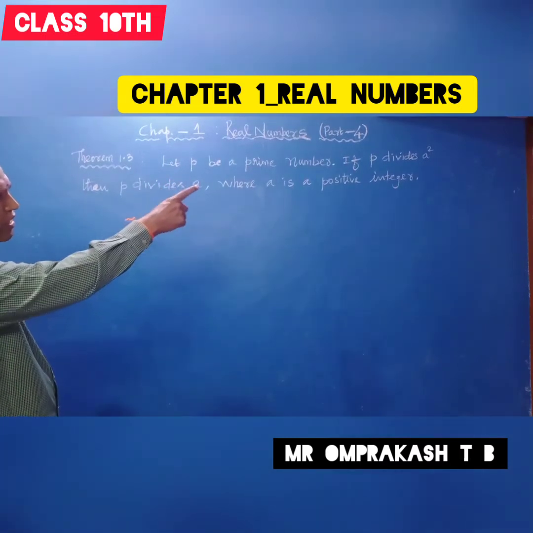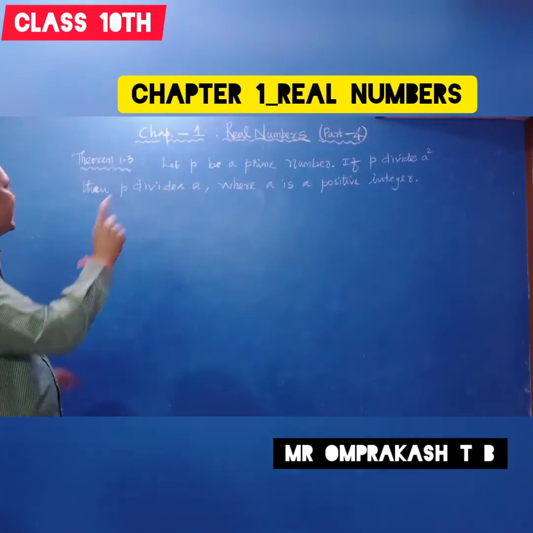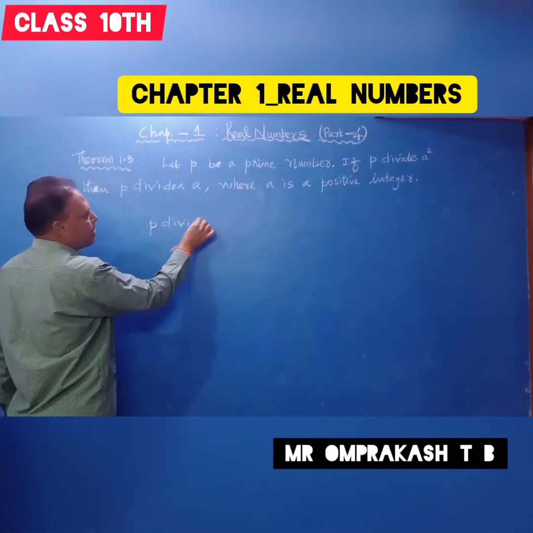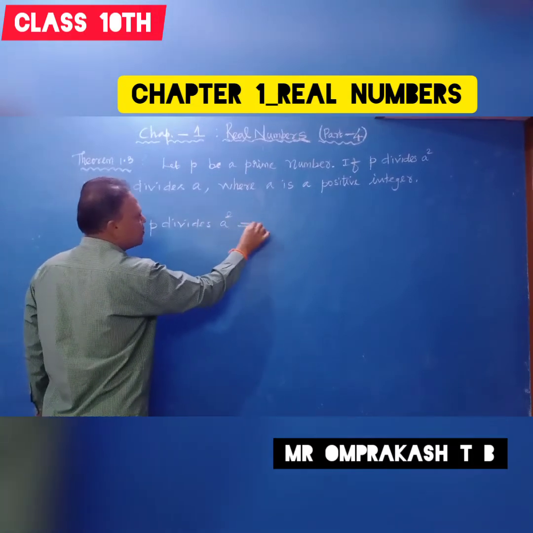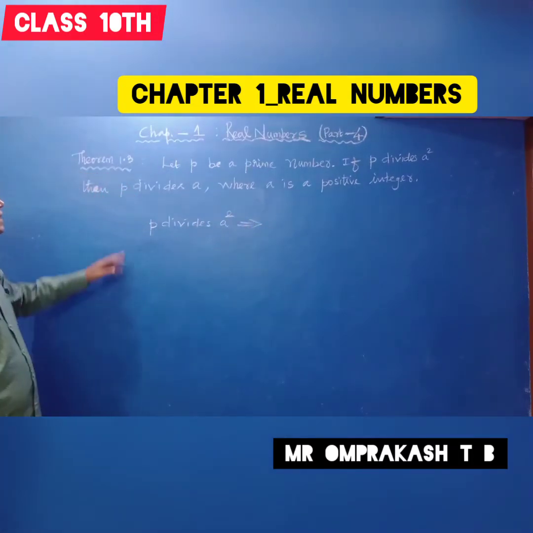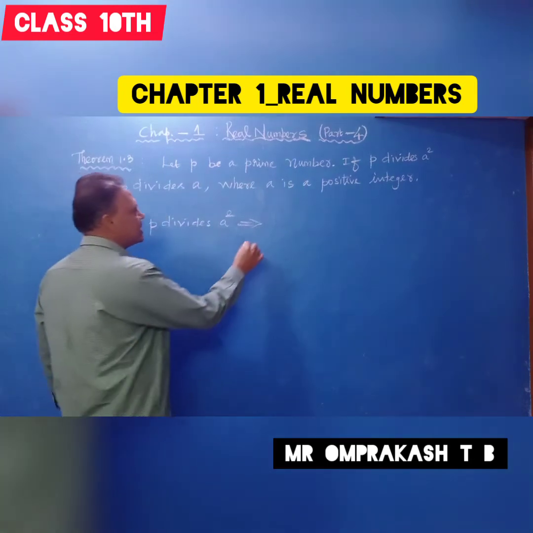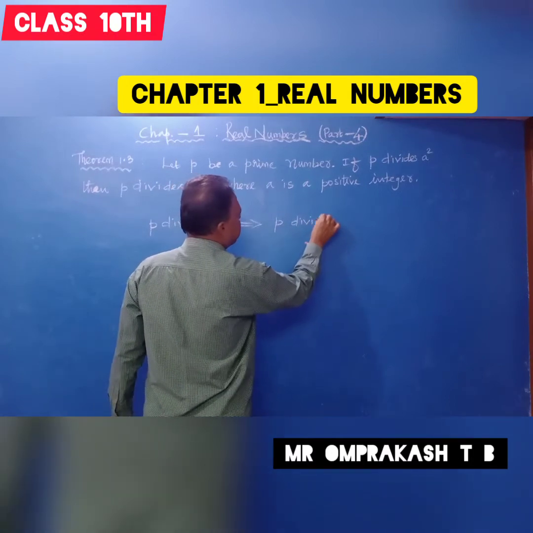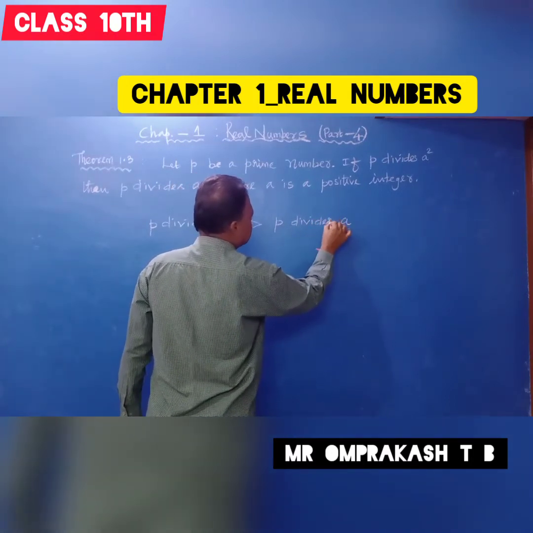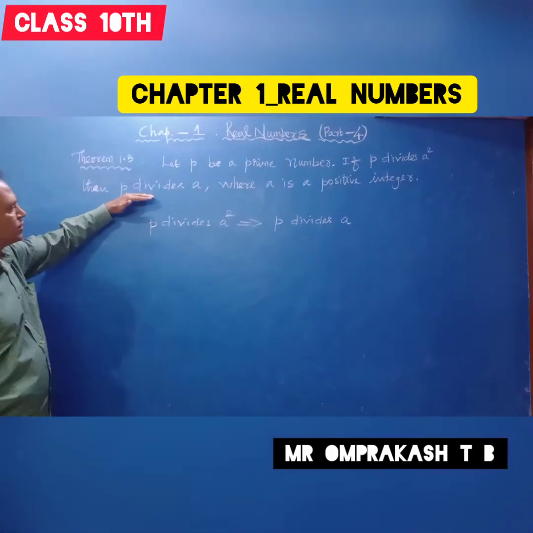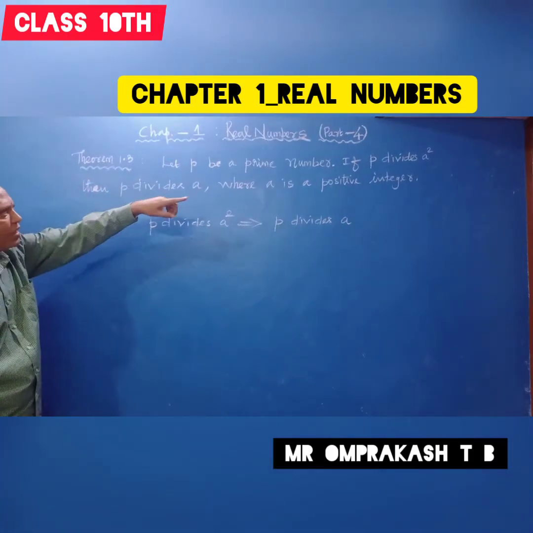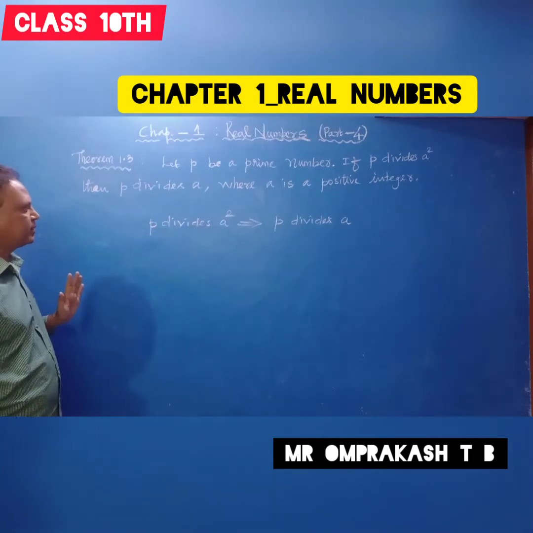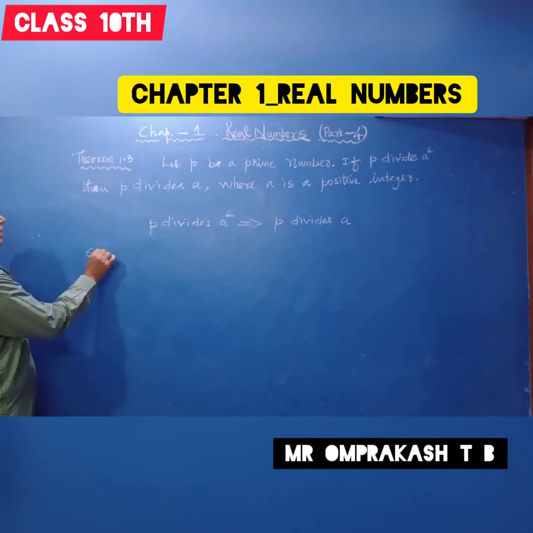See, the "if" part means given. Given P divides A squared. This implies that definitely P divides A also. That is the result. Clear? We can easily prove it by using the fundamental theorem of arithmetic. Now we will see some examples.